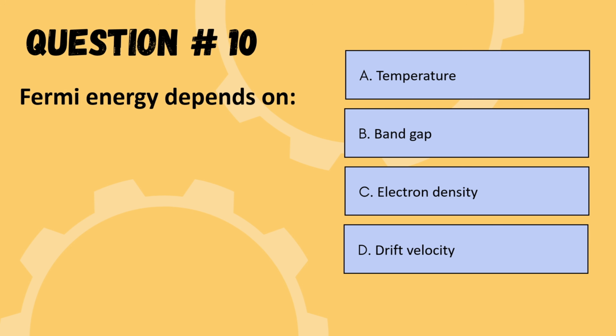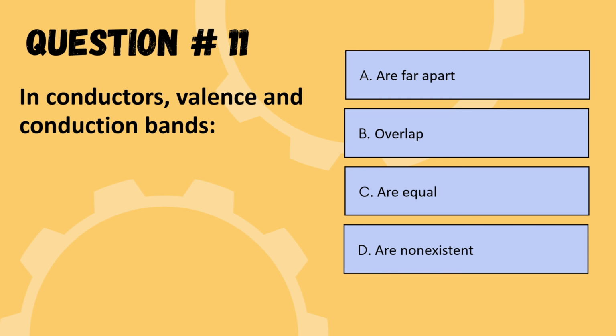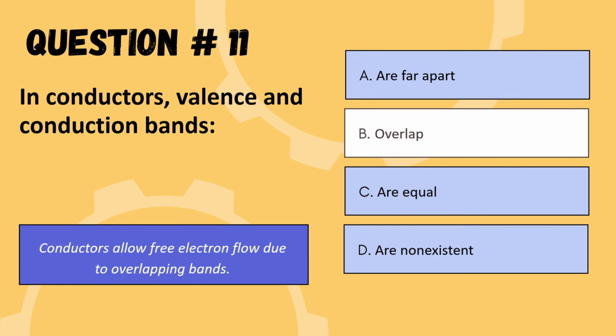Next question is: Fermi energy depends on. Options are temperature, band gap, electron density or drift velocity. So the correct option is option C, electron density. So we are moving to the next question. Next question is: in a conductor, valence and conduction bands are far apart, overlap, are equal or are non-existent. So the correct option is option B, overlap. So we are moving to the next question.